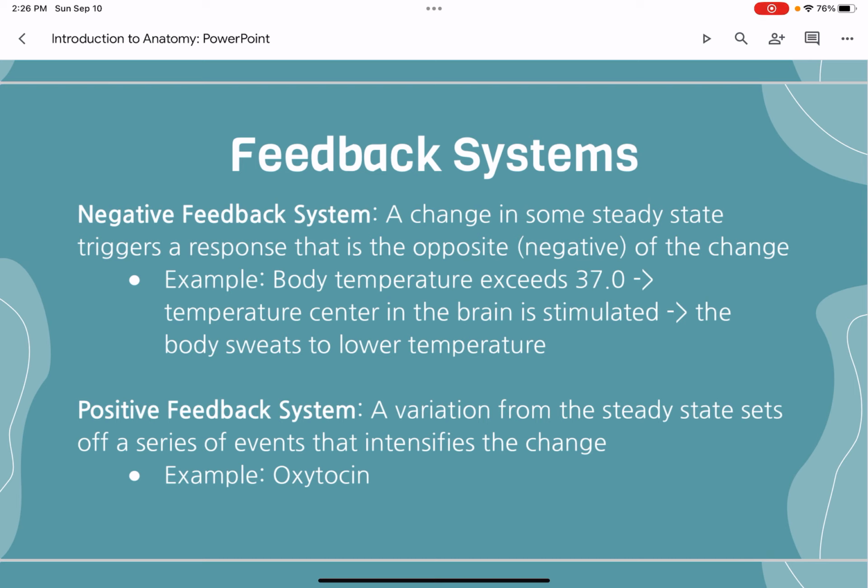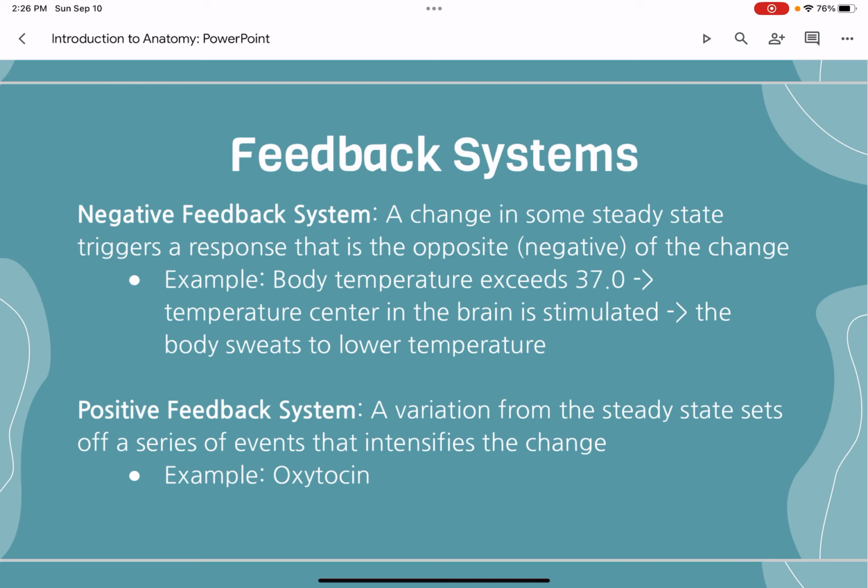A positive feedback system is a variation from a steady state that sets off a series of events that intensify the change. So for example, oxytocin. The pressure of the baby's head pushing against the cervix stimulates neurons that signal the hypothalamus, which signals the posterior pituitary to release oxytocin. This leads to more powerful contractions.